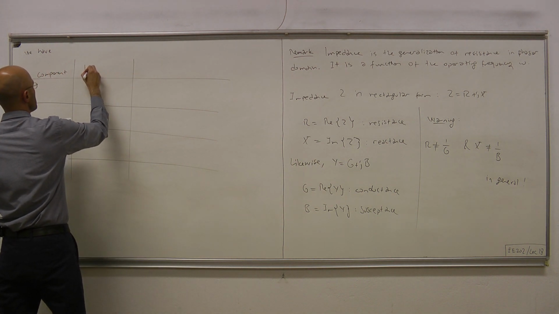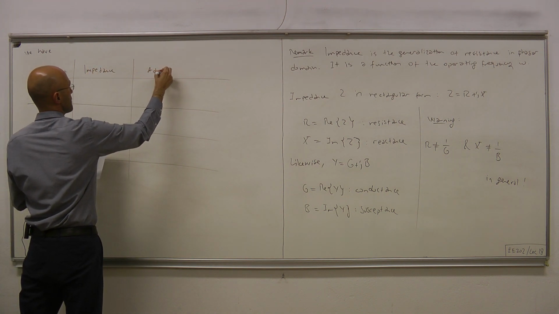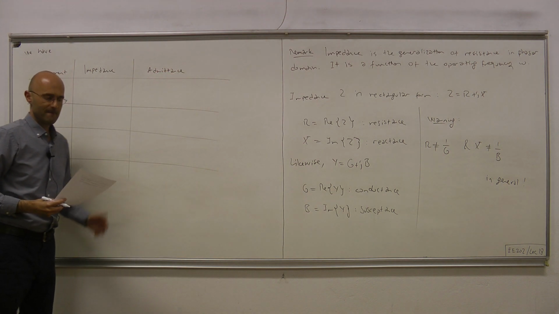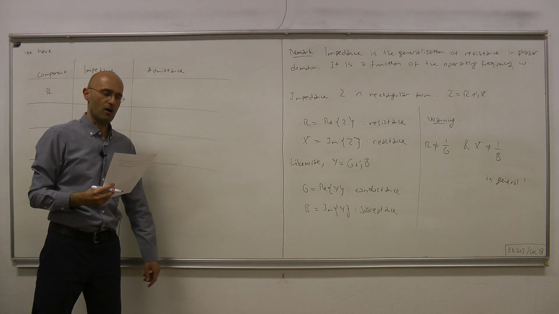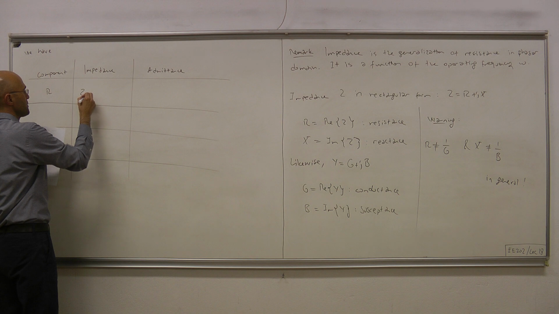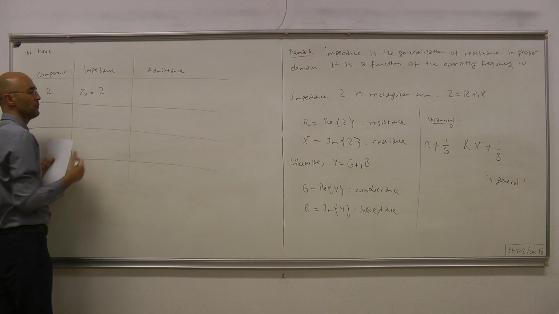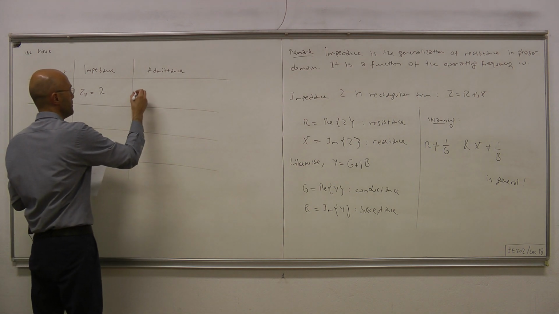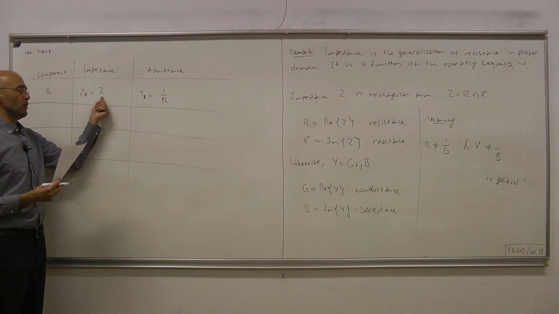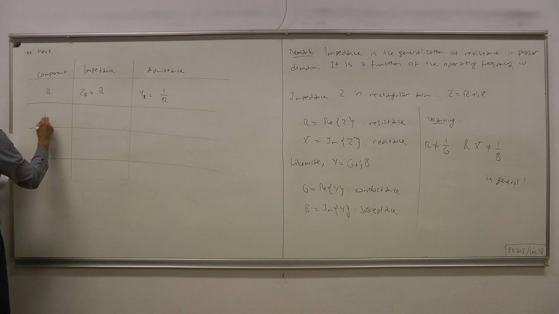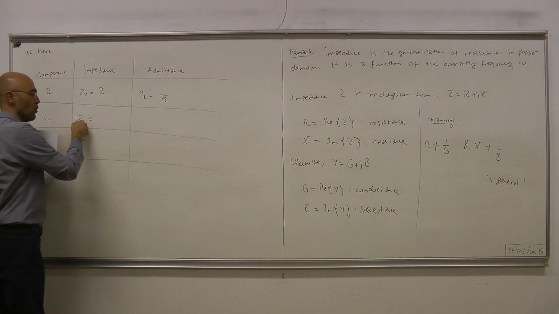Here is its impedance, and here is its admittance. For a component resistor whose resistance is R, the impedance, the ratio of voltage phasor to current phasor, equals the resistance. And admittance is simply 1 over R. It's purely real.